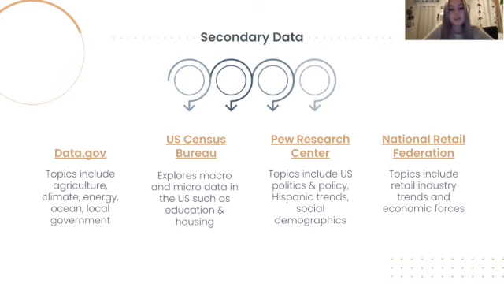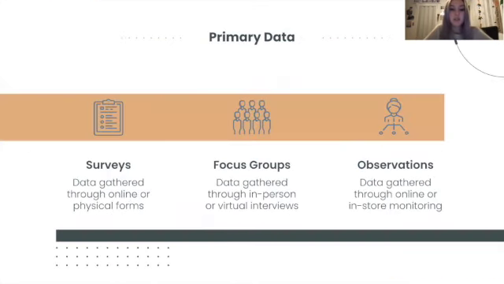Some examples include the US Census. Although this is updated every 10 years, the information that is provided is the most reliable since it covers most of the US population. Also, the NRF is a good source for businesses in the retail industry as it covers many economic trends.